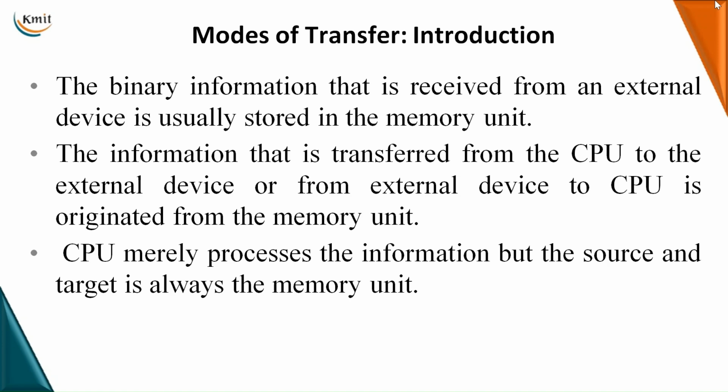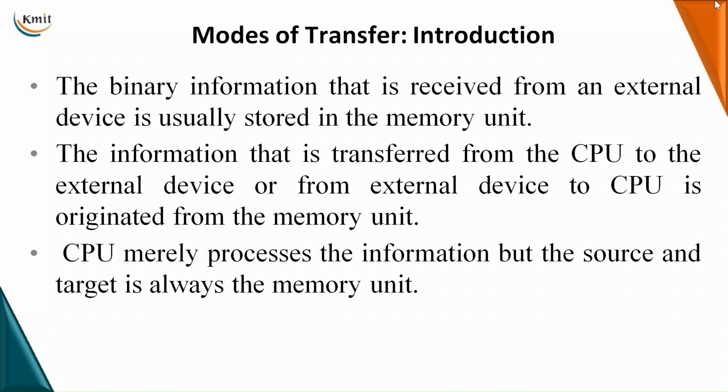Similarly, when a CPU has information that has to be given to the output device, such as a monitor, it will be first stored into the memory unit of the computer. From the memory unit, the information is given to the output device. So, the binary information that is received from an external device is usually stored into the memory unit of the computer. The information that is transferred from the CPU to the external device or from the external device to the CPU originates from the memory unit.